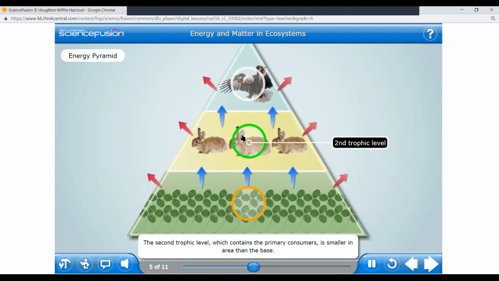The second trophic level, which contains the primary consumers, is smaller in area than the base. Do you know why? When a rabbit eats a plant, only about 10% of the energy in the plant gets stored in the rabbit. The rabbit uses the remaining 90% of the energy for life processes, such as building and repairing body tissues, moving around, reproducing, and keeping warm. The energy is lost to the environment as heat. The lost energy is the reason why the second level of this energy pyramid is smaller than the base.